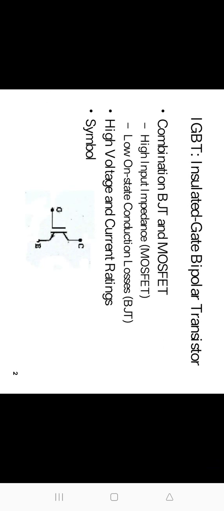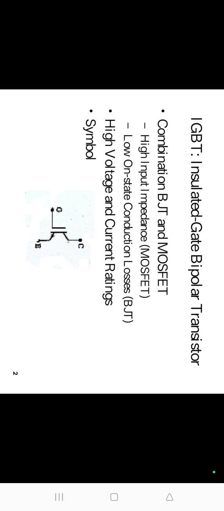Next one is punch through IGBT. The N plus buffer layer is not necessary for the operation of IGBT. IGBTs which have N plus buffer layer are called punch through IGBTs. Such IGBTs have asymmetric voltage blocking capabilities. Punch through IGBTs have faster turn-off times. Hence they are used for inverters and chopper circuits.